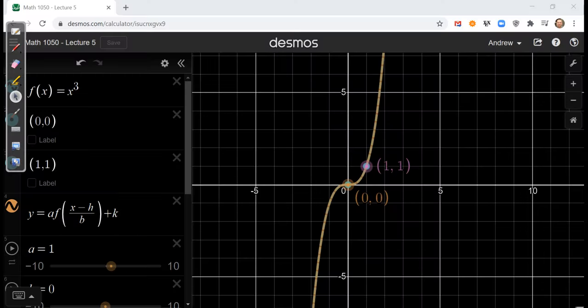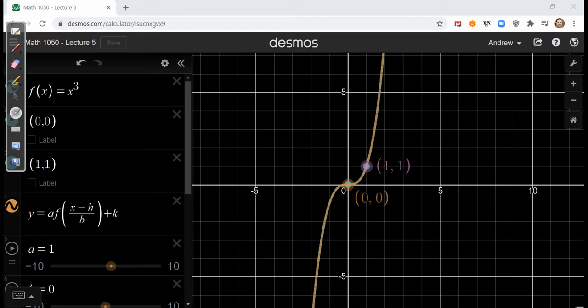What you see in front of you now is a graph from Desmos.com. I have currently graphed the function f of x equals x cubed, which you can see on the screen. It looks like it's in orange right now. And I've listed two important points on the graph: the point 0, 0, which you can see right here, and the point 1, 1, which are both points on the function f of x equals x cubed.